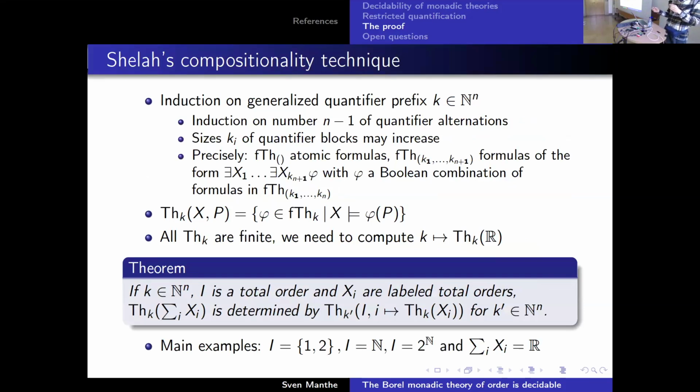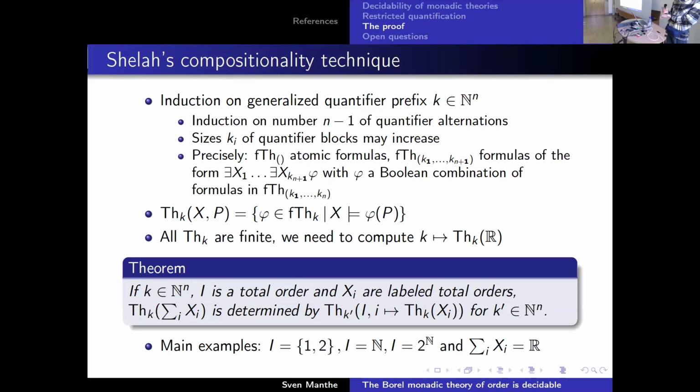Now let's first see what Shelah already did in 1975 when he originally tried to prove the decidability of the full theory of the reals. The general idea is to use some induction on the quantifier prefix, and because quantifiers can no longer be contracted in monadic logic, one needs to use a generalized quantifier prefix, which allows several identical quantifiers in a row. So we do an induction on the number of quantifier alternations, but the size of the quantifier block may increase throughout the induction.